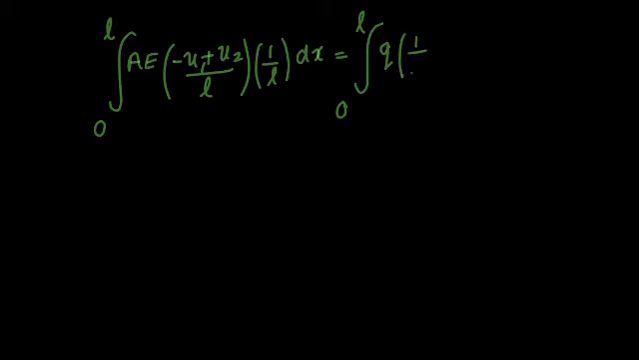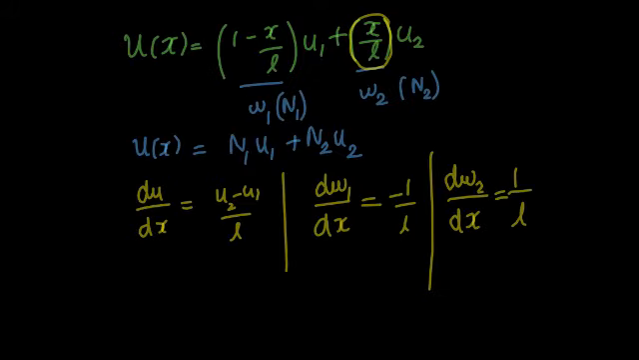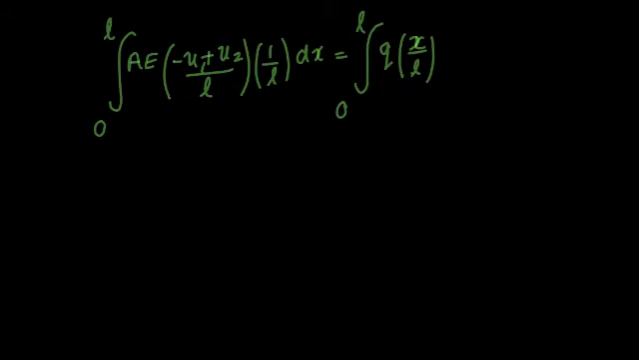Okay, w2 is not 1 over L, it is x over L, I guess. That's the value of w2. You see from here, the value of w2 is x over L. So into dx, and plus w2, which is x over L, into the load. So I have written it directly. AE into du over dx is simply the load term over the limit 0 to L.